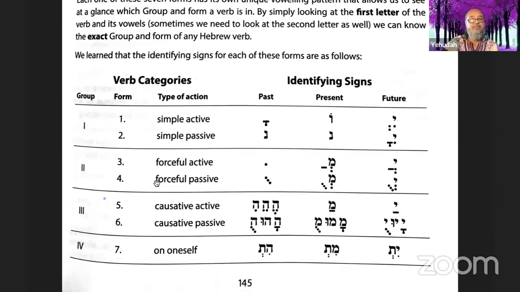All right. There it is. Future tense. Right here, active. That's the piece. Just like this was the piece on the first one, this is the piece on the second one. This is your identifying signs.